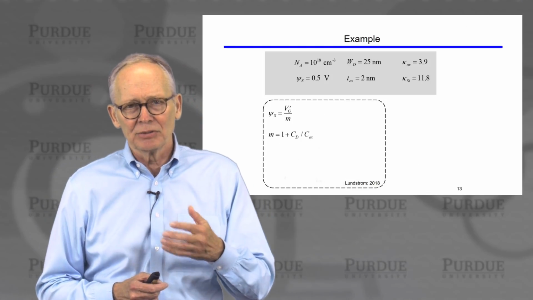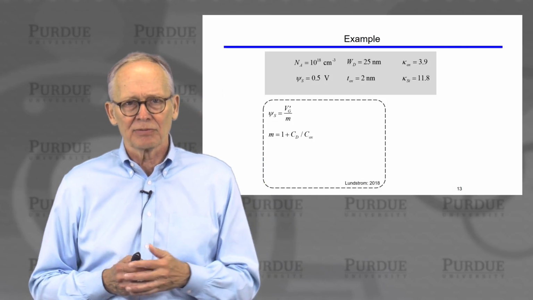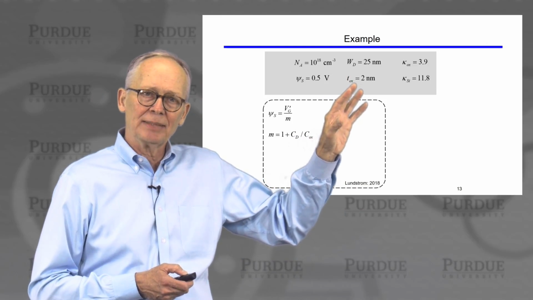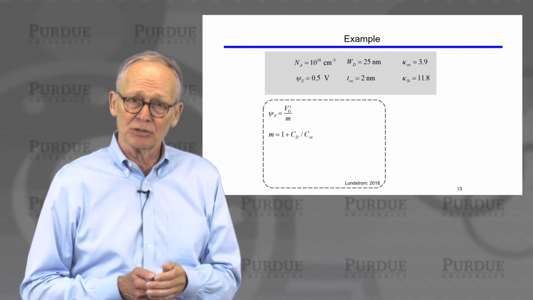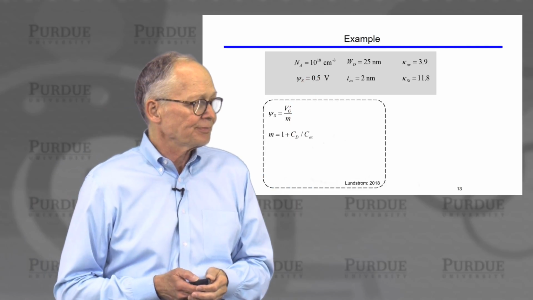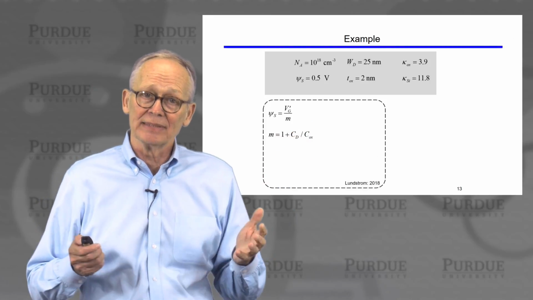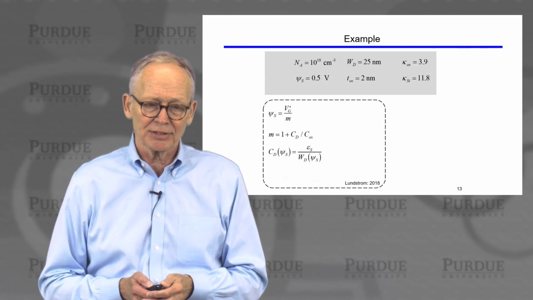All right, I'd like to run through a set of examples here now with some numbers, just so we can get a feel for how things play out. So here are some numbers for a p-type semiconductor, an MOS capacitor. They're the same numbers we used in the previous example. And we're going to see if we can compute this number m and see how big it is. So it just depends on the ratio of these two capacitors.